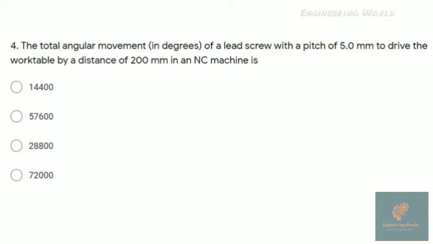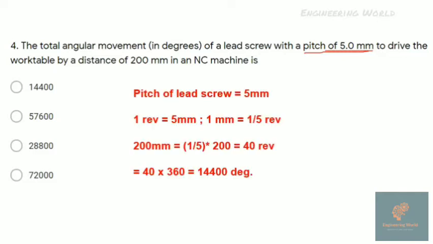Here, the pitch of the lead screw is 5 mm. If thread specification is not mentioned in the question, then it's a single thread, and for a single thread we know pitch is equal to lead, and lead is the distance traveled in one revolution. So in one revolution 5 mm distance is covered, so in 1 mm, 1/5 revolution is completed. Then just by applying basic mathematics we get 14400 degrees. The answer is A, 14400 degrees.